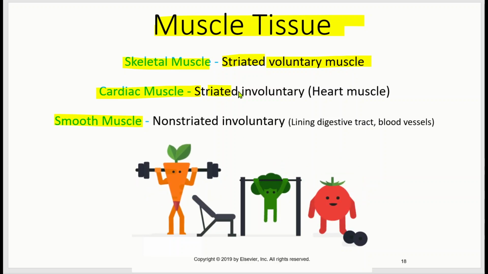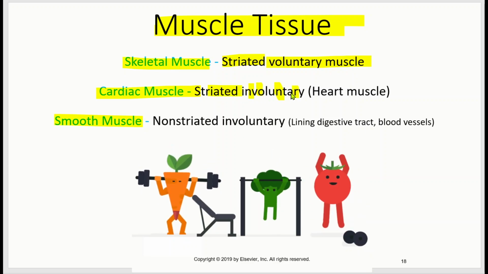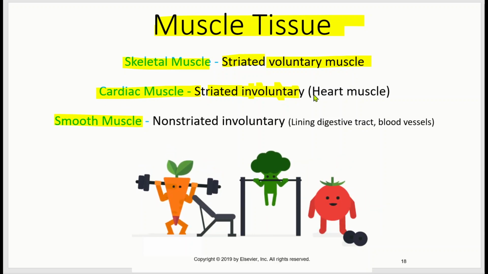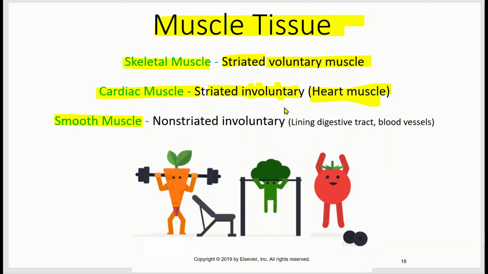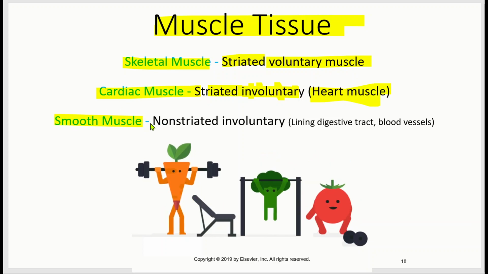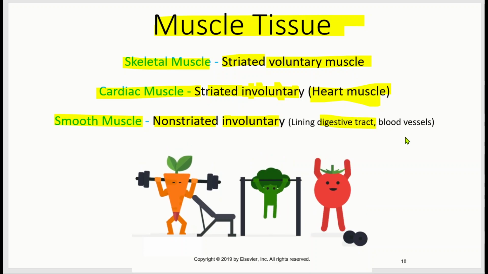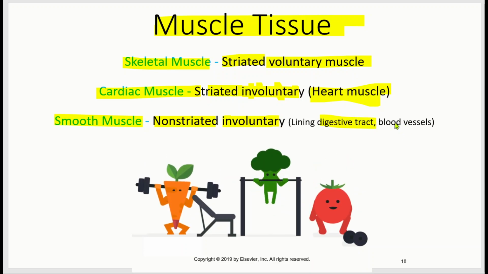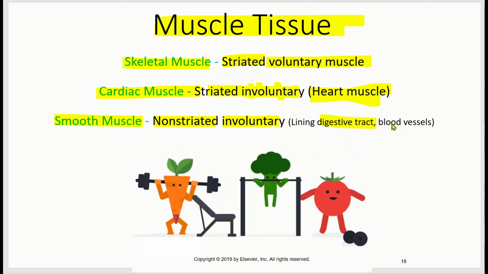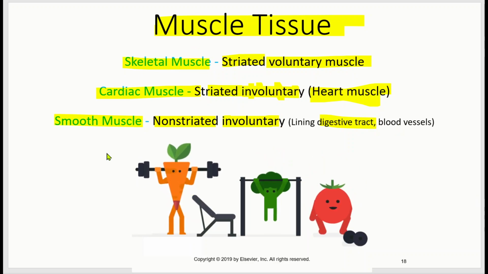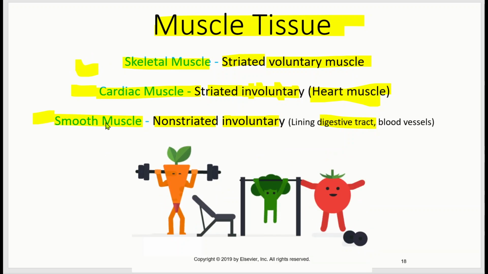Cardiac muscles, they're also stratified, but they're involuntary, which means definitely we cannot control them. And these are specialized muscles that are only found in the heart. And then you have the smooth muscles. These are non-stratified and involuntary, and they are lining the digestive tract. So like when you eat the food and the digestion happens without you actually controlling it. So it happens by itself. So these are the three types of the muscle tissues.